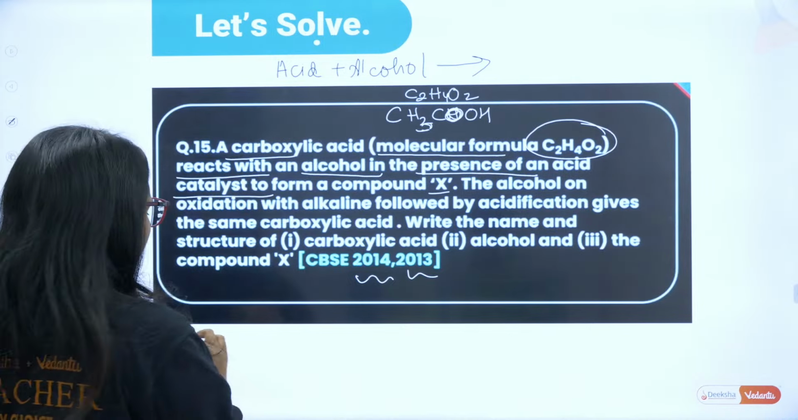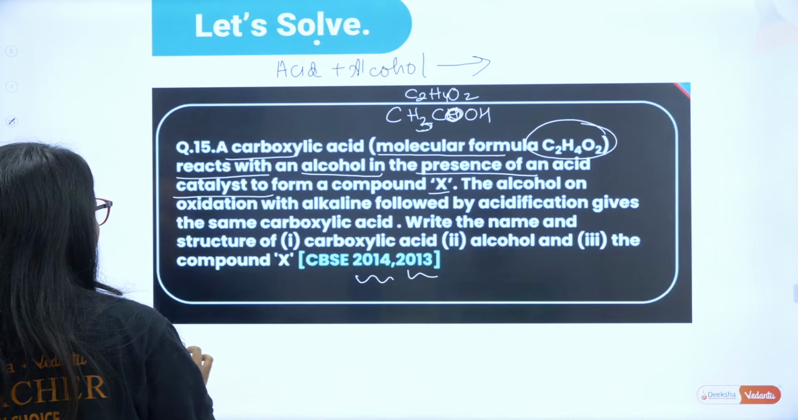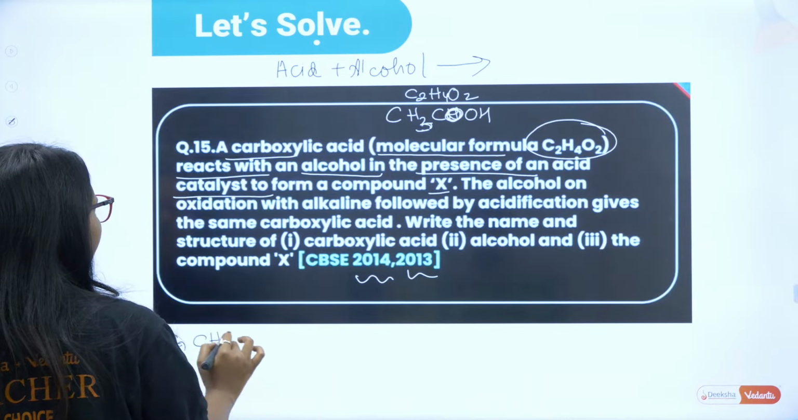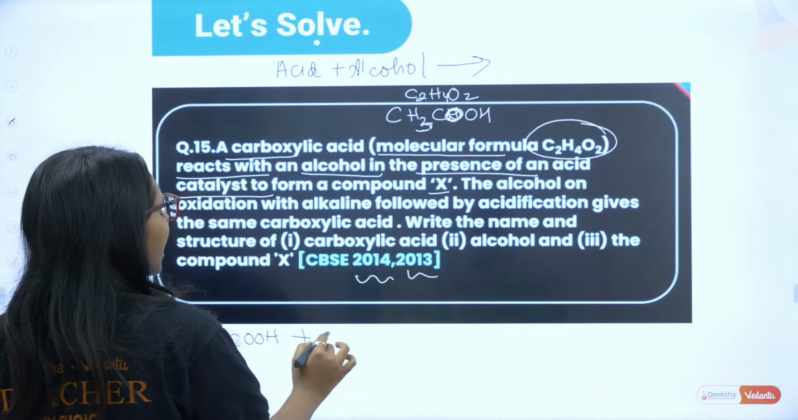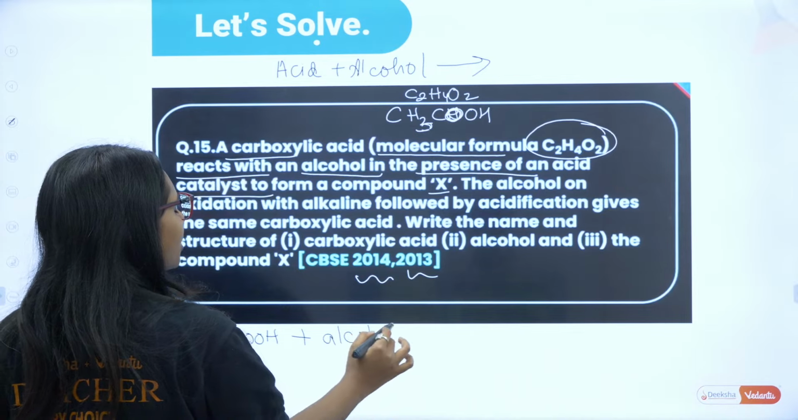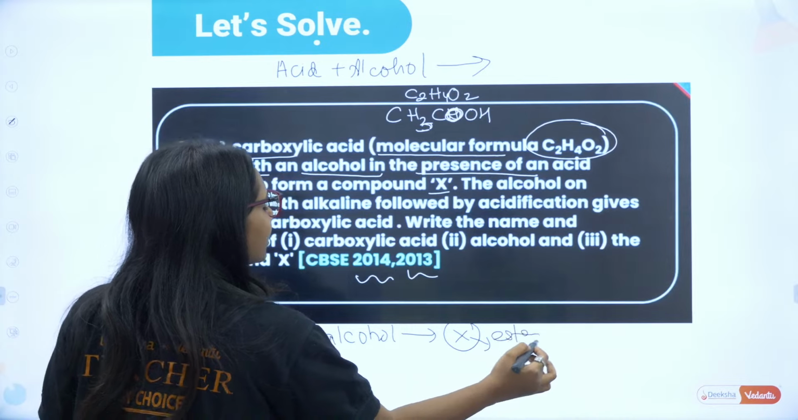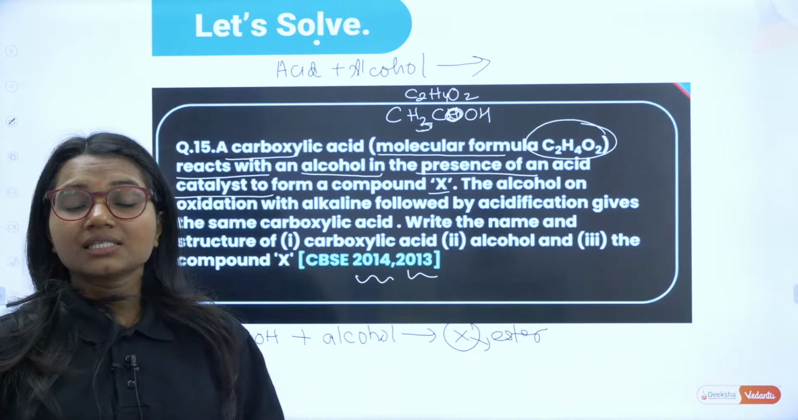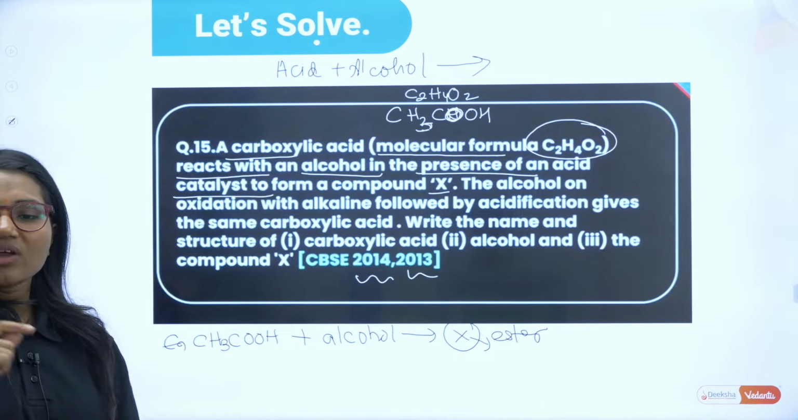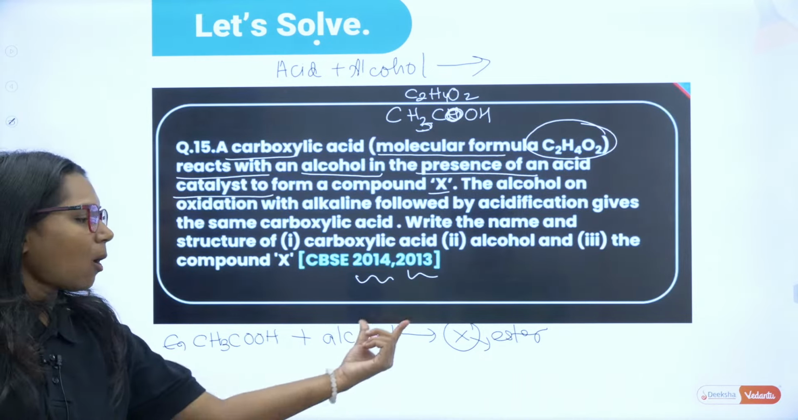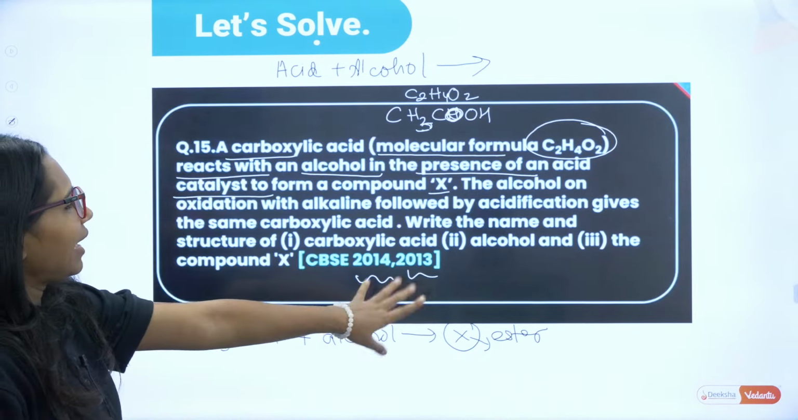Absolutely correct, Dhanush. Your answer is absolutely correct. So here we have taken CH3COOH. This is acid with 2 carbon. In that we have added alcohol and we got compound X. This compound X is nothing but ester, not ether. Ester. Don't get confused in ether and ester. Ester is different. So very good. When acid combined with alcohol, you get ester. This is the esterification process. So compound X is ester.